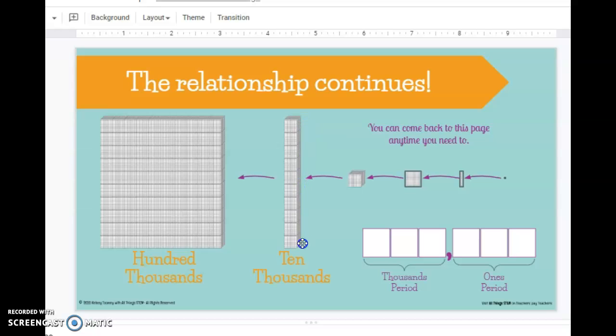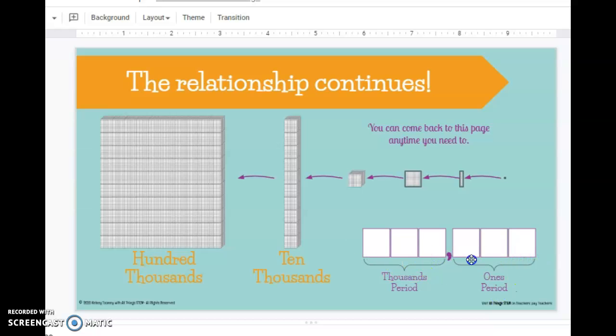To make a 10,000s rod, and you see how this looks very similar to this? It's just a lot bigger because it has 10,000. It has 10 of your thousands cubes. There's 1, 2, 3, 4, 5, 6, 7, 8, 9, 10. So I have 10,000 cubes, so I have 10,000 right here. Or I have 10,000 of these little ones all stacked in here. So then I go from my 10,000s to my 100,000s. Just like you have 10 tens inside your hundreds, you have 10 10,000s inside your 100,000s.